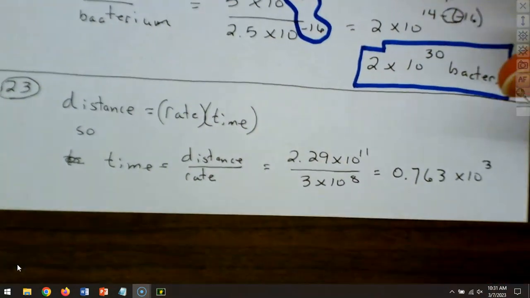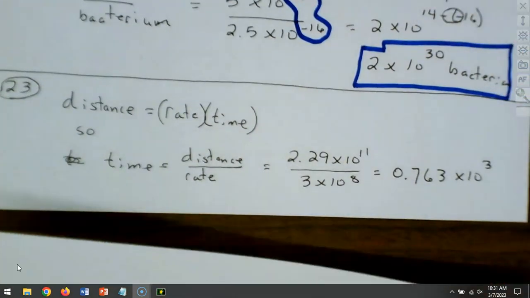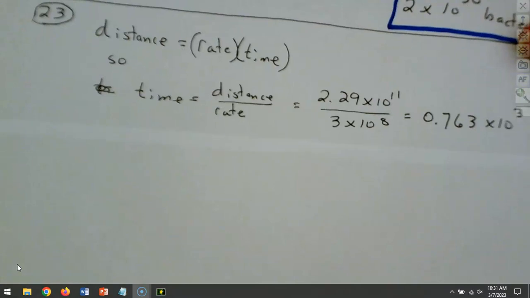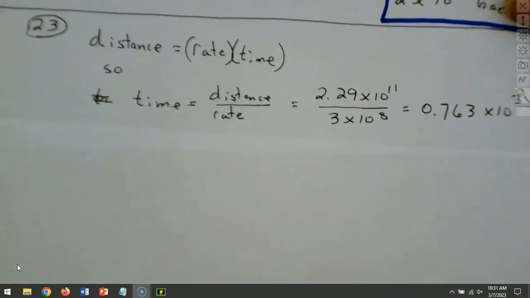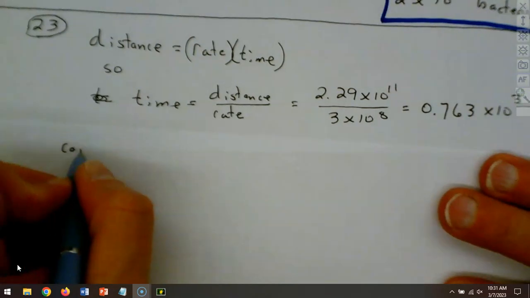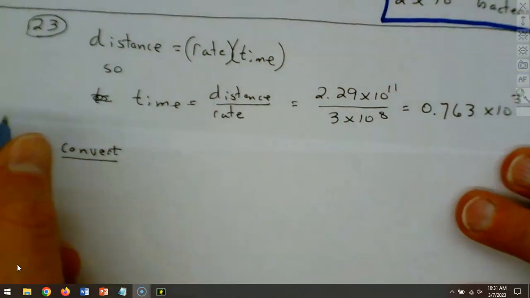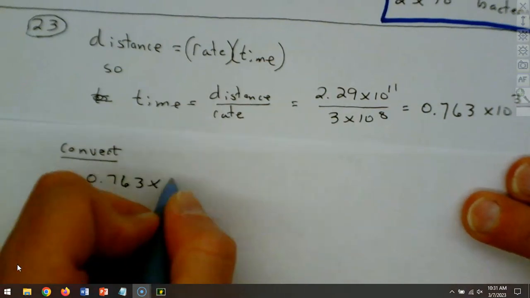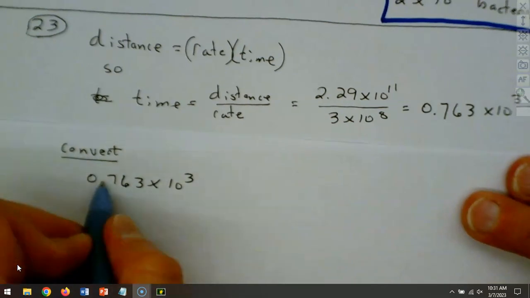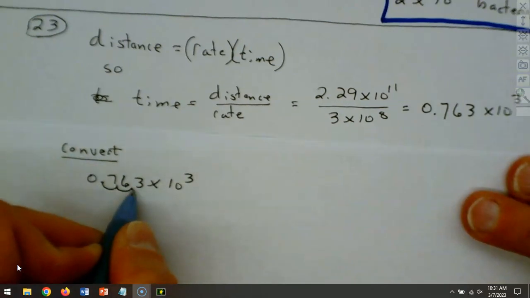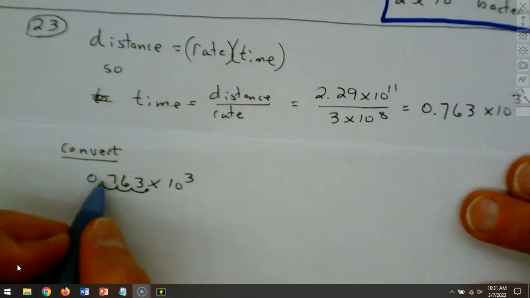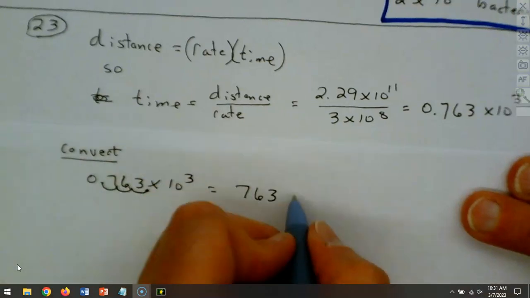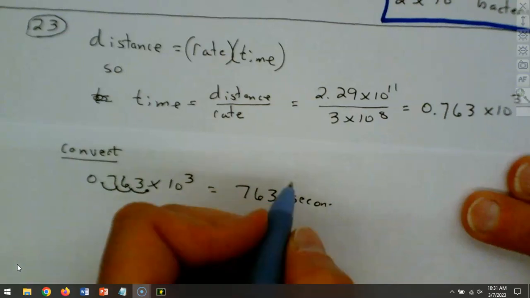And what would that be when I convert it? How many seconds would this be? Let's make sure we know how to convert this, because this is small enough that we can just convert it here to seconds. And if we have 0.763 times 10 to the 3rd, well, here's my decimal, and I would move 1, 2, 3 places, right? So 1, 2, 3. And so that is 763 seconds.